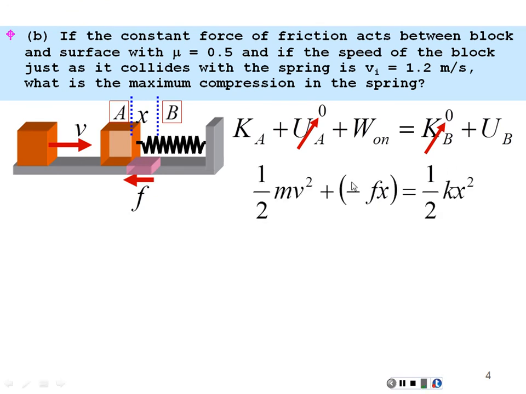let's put in our terms. Our kinetic energy at A is 1/2 mass times velocity at A squared, which is just our velocity at that point.